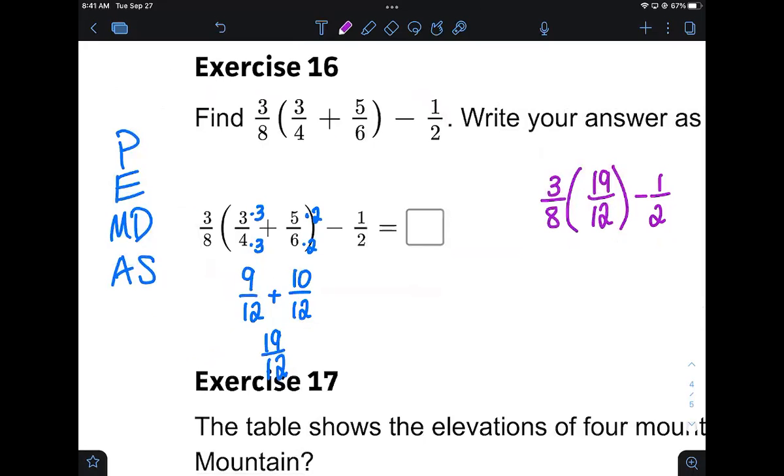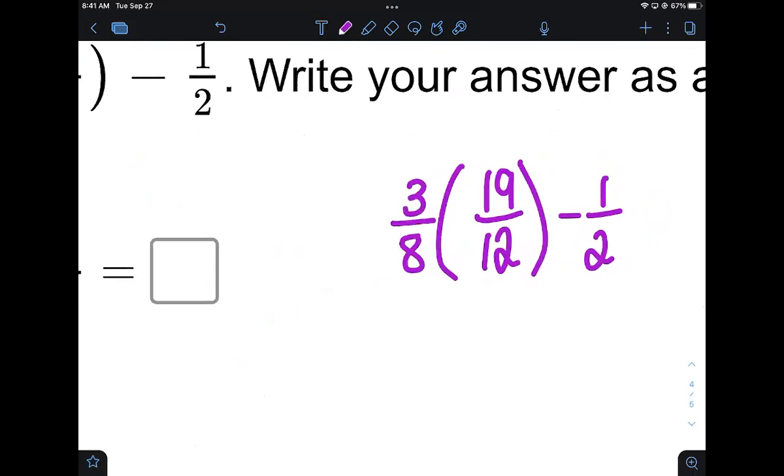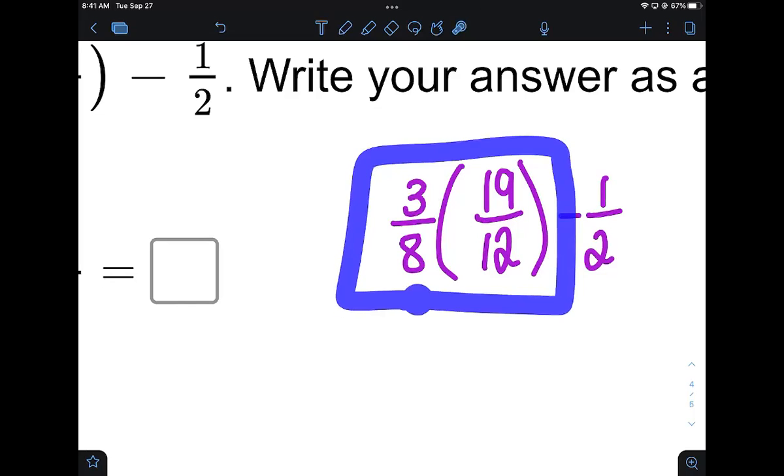What would the next step be on order of operations? Caitlin? Multiplication. Yeah, so it's a good thing we didn't turn 19/12 into a mixed number, because we're gonna have to turn it right back to an improper fraction, because you have to have an improper fraction when you're multiplying. You can't leave this mixed number. So I'm multiplying this part right here.